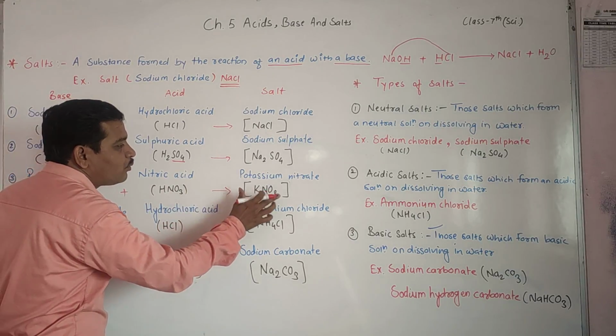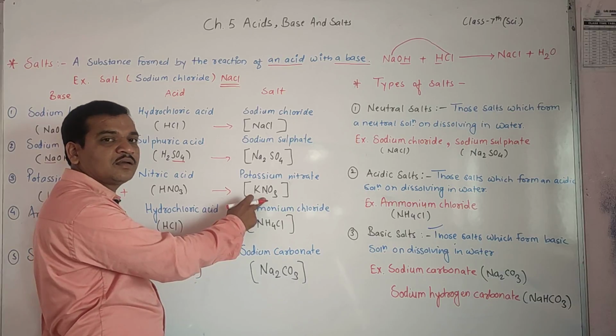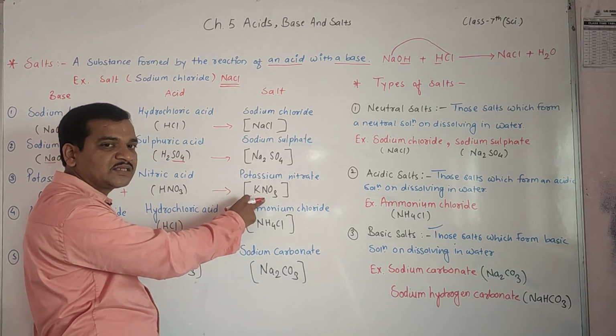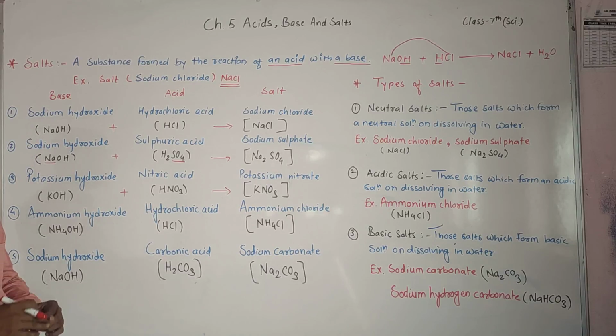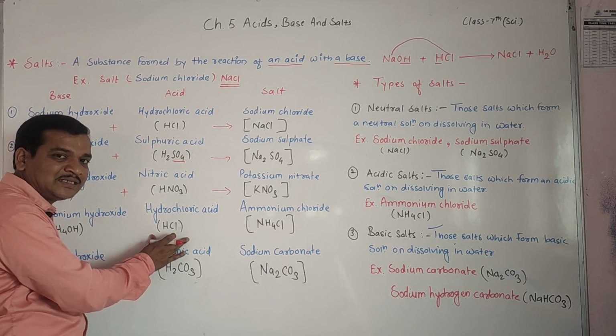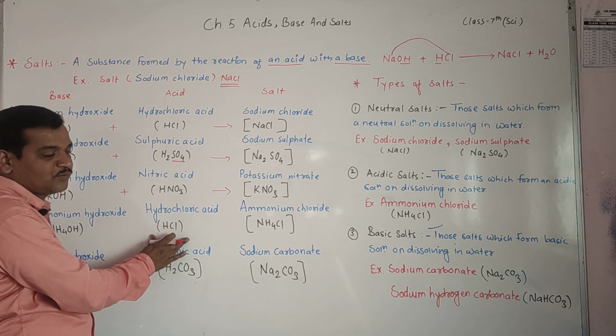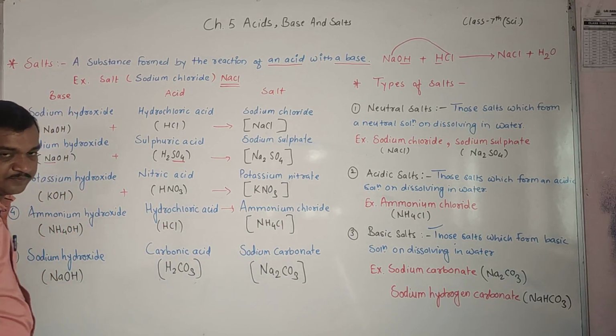acid form potassium nitrate. So potassium nitrate is what? Salt. And formula of potassium nitrate KNO3. What is the formula? KNO3. Next, ammonium hydroxide. Formula of ammonium hydroxide NH4OH. Ammonium hydroxide is base when combines with acid, it is hydrochloric acid, form ammonium chloride NH4Cl.